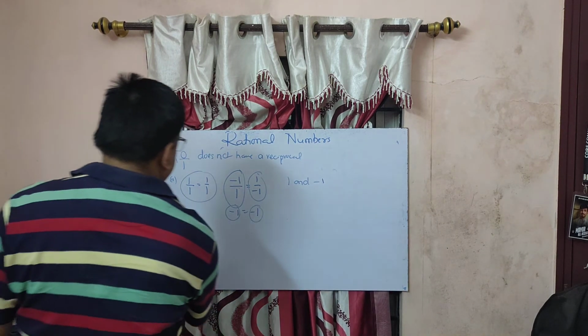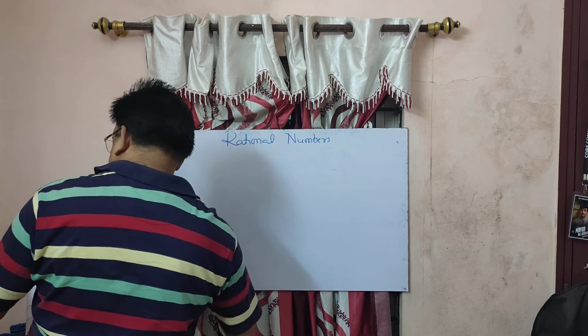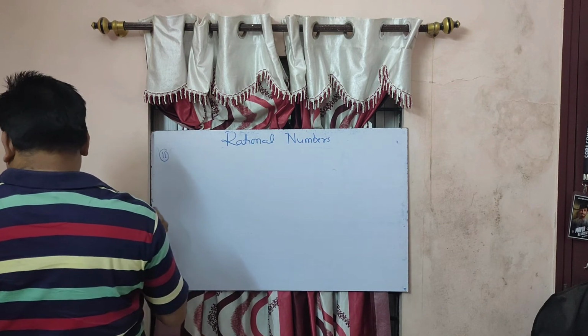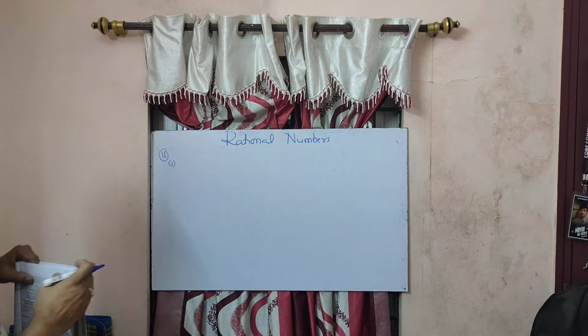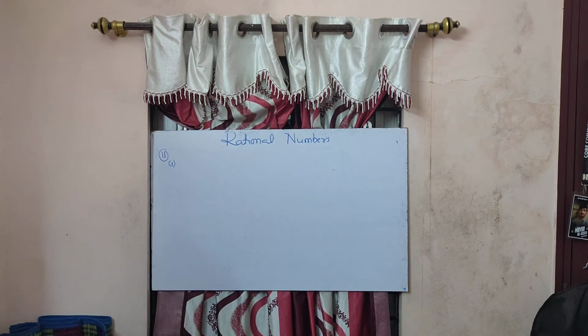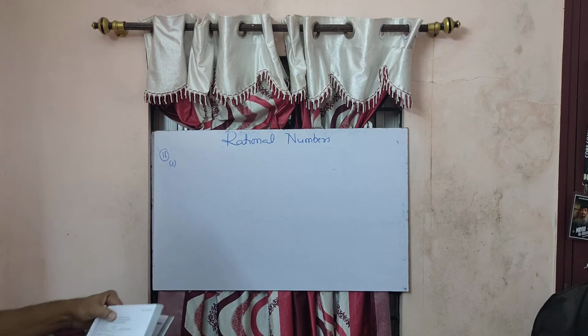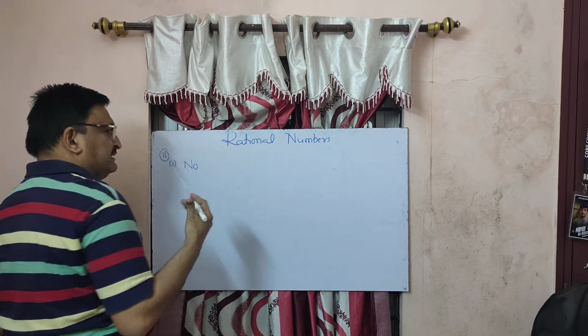Okay now, the last question, that is the 11th question. Today we will complete it. First one, fill in the blanks. 0 has dash reciprocal. 0 has no reciprocal. It has no reciprocal.